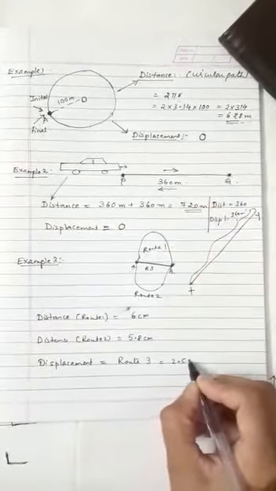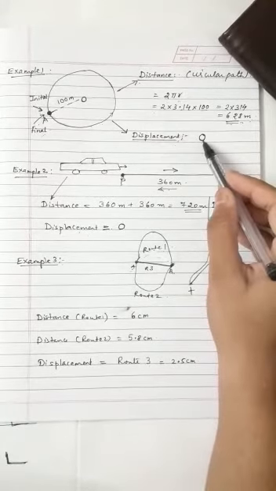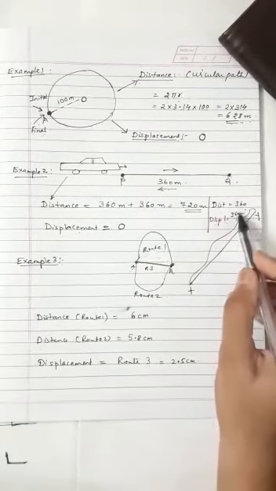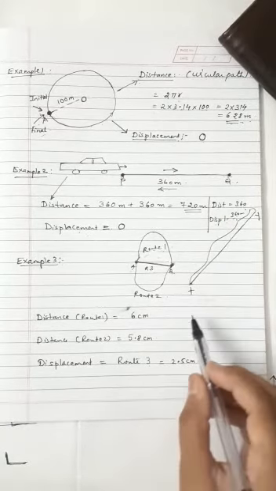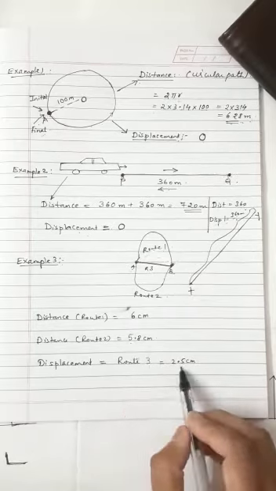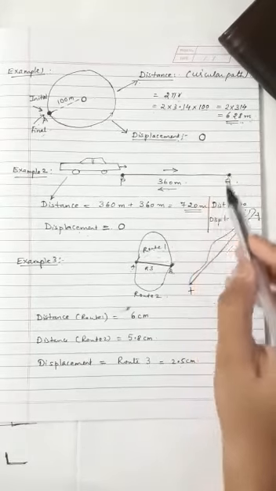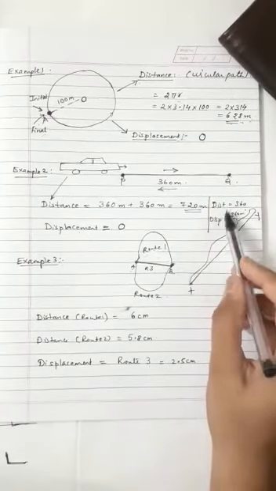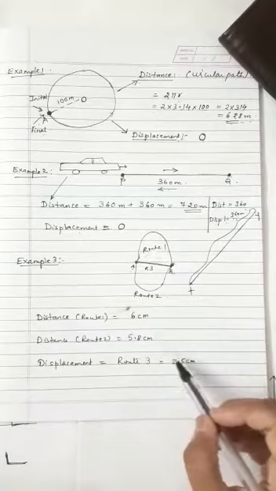Now when we learned the definition of displacement, we said that displacement can be 0, displacement can be equal to distance, and we can also see that the displacement can be less than distance. So 3 possibilities children. Displacement can be 0, displacement can be equal to distance, and displacement can also be less than distance.